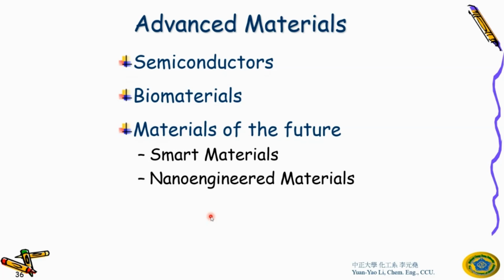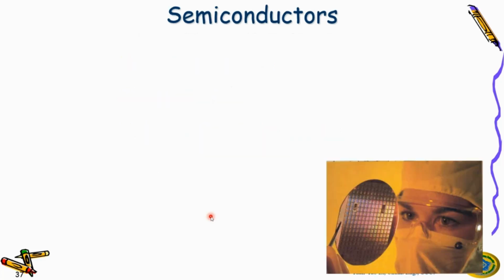Right. So for advanced materials, semiconductor is very important, you know that. And biomaterials are also advanced materials, and materials for the future. Those are the three topics we are going to introduce now. Materials of the future are smart materials, or nano-engineered materials. Wow, the first one, semiconductor.